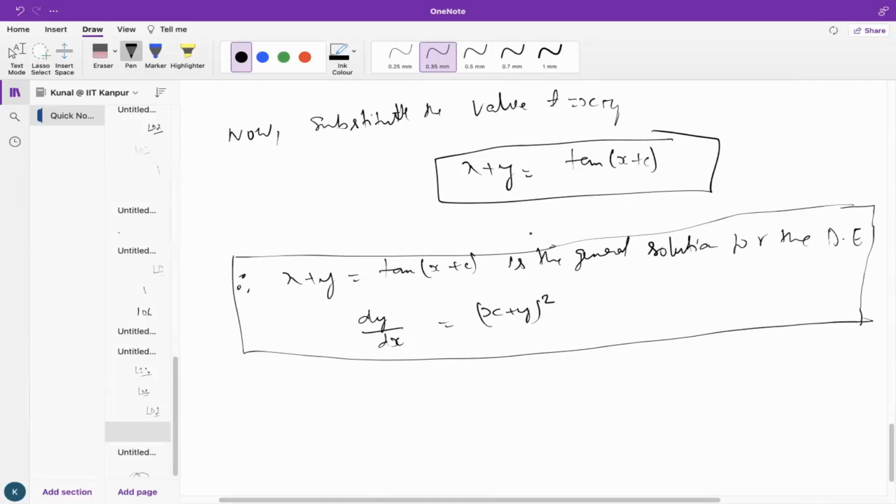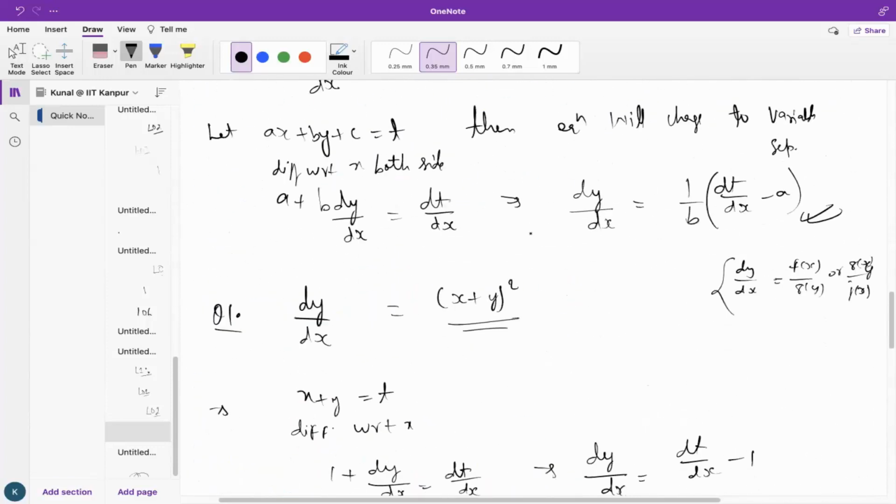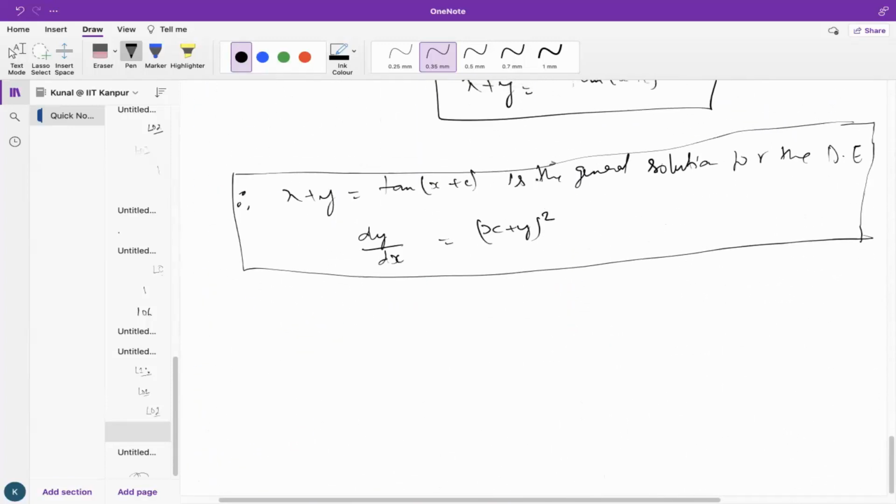So let me take one more example so it will be clear to you. And then we will move to the homogeneous differential equation, which is important. So let me take one more example, which is basically the last example on reducible to variable separable because it's easy.